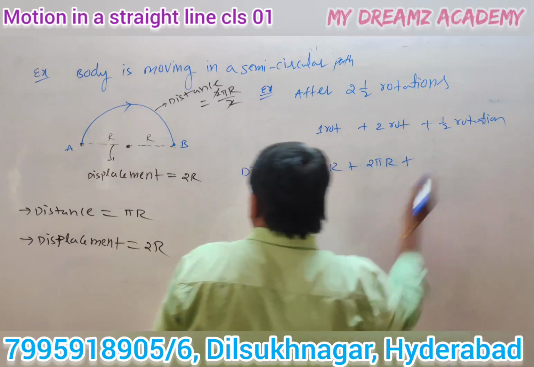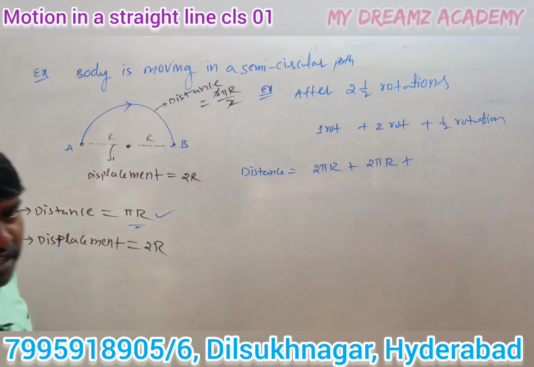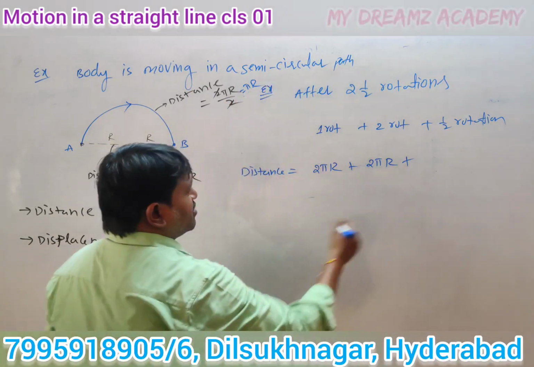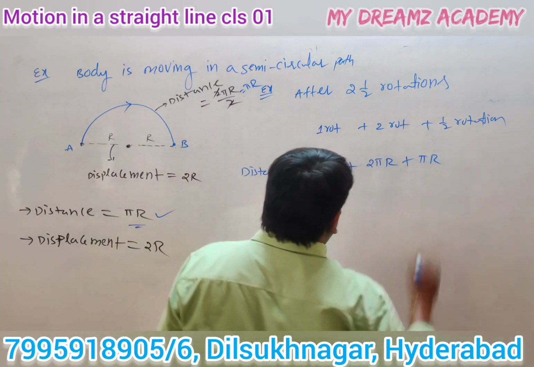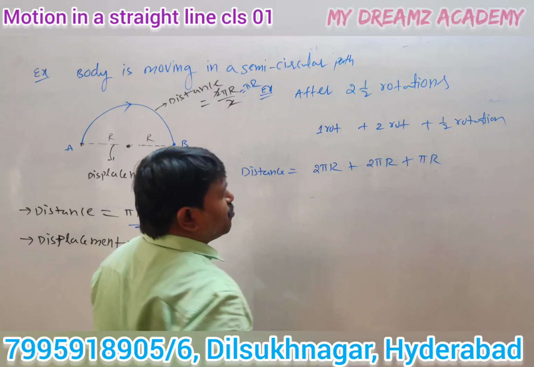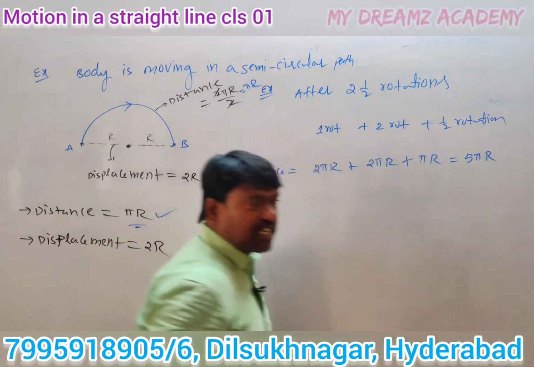Half rotation, semicircular path, what is the distance covered by the body? That is pi r. Now the total distance covered by the body after 2.5 rotations is 2 pi r plus 2 pi r plus pi r. The total value is 5 pi r, that is the distance covered by the body.